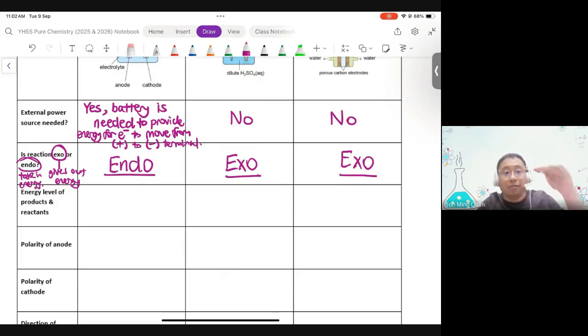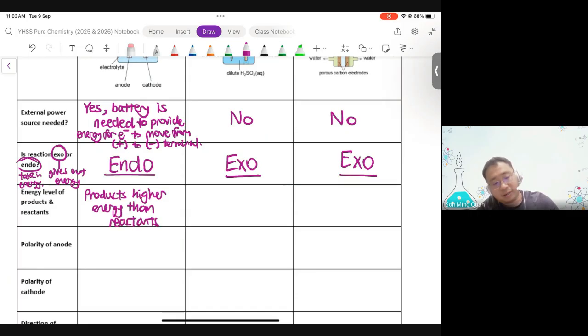Okay? Now the next row, if it's endothermic, it took in energy. If it took in energy, it means the energy becomes more. The product has higher or more energy than the reactants, because it took in energy, right? Got more energy. Product goes up, higher. Whereas the other two, the products will be lower in energy than the reactants because the energy was given out.